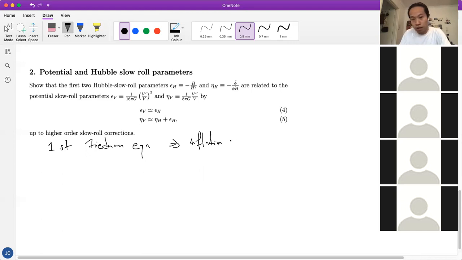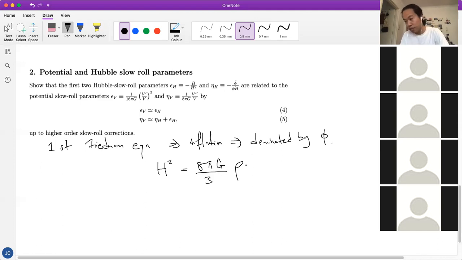So during inflation, the entire universe is dominated by the inflaton field, dominated by phi. So then your first Friedmann equation, H squared equals 8 pi G on 3 times rho, and the rho would just be given by the energy density of the inflaton field. And in that case, it's just 1 half phi dot squared plus V of phi. So you have the kinetic term and the potential term, and those are the only energy contributions from the inflaton field.